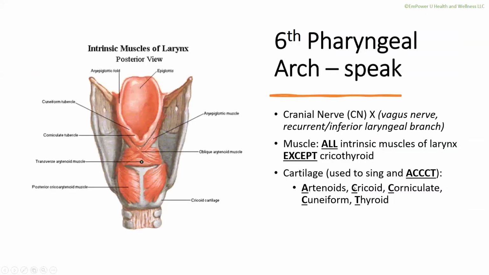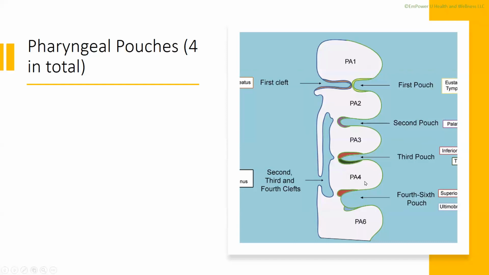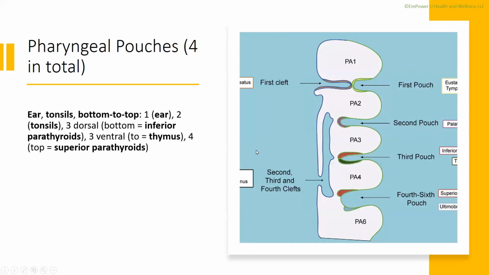Okay, those were the arches. Now we have the pouches. Okay, this is endodermal tissue, endoderm. So 1 pouch is going to be your ear. 2 will be your tonsils. 3 is going to be your inferior parathyroid. And then the dorsal portion. 3 ventral will be your thymus. And 4 is going to be your superior parathyroid. So these actually, the 4th pouch and the 3rd pouch actually switch. They flip in the adult form with how the fetus essentially folds.